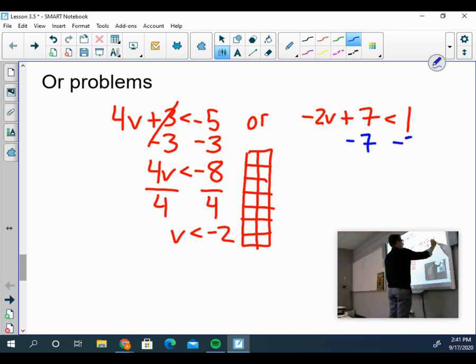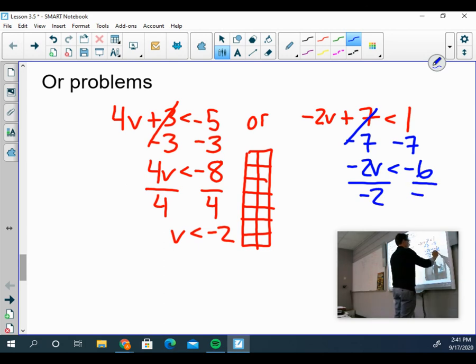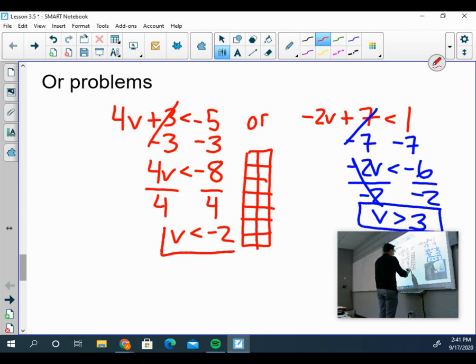Subtract 7 from both sides. I have -2b is less than -6 at this point. And I'm going to divide both sides by -2. When I divide both sides by -2, what happens? Well, the sign flips. I get b is greater than 3. So I've solved my two inequalities separately. Now you just toss the word or in the middle. So what's my solution? b is either less than -2 or b is greater than 3.